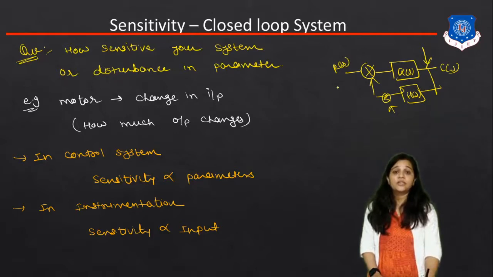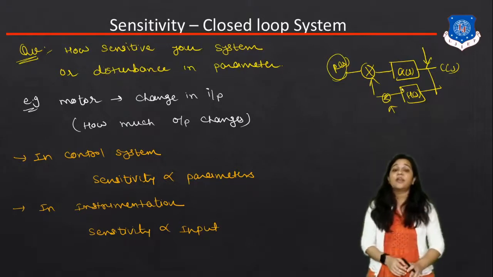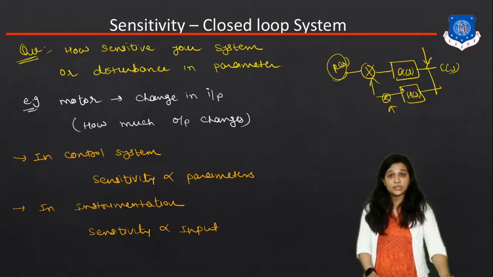So in the control system, sensitivity depends on the input variable as well as the different parameters that affect this particular closed loop system. And in instrumentation, if we want to change the value of sensitivity, we can simply change the input data. Sensitivity will automatically change.